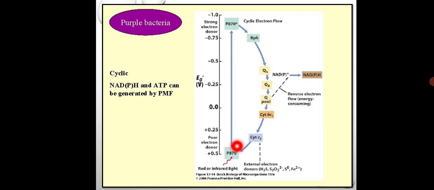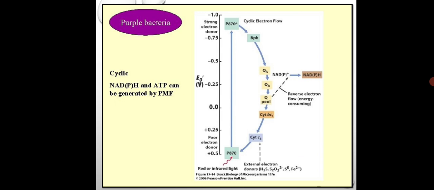This energy pumps the H+ from inside to the outside of the cell. This flow of electrons generates the energy and pumps H+ from inside to the outside of the cell, which creates the proton motive force, a high density gradient outside the cell, and then H+ can flow back into the cell, which will help to produce the ATP. That is the overall view of this anoxygenic mechanism in purple bacteria.